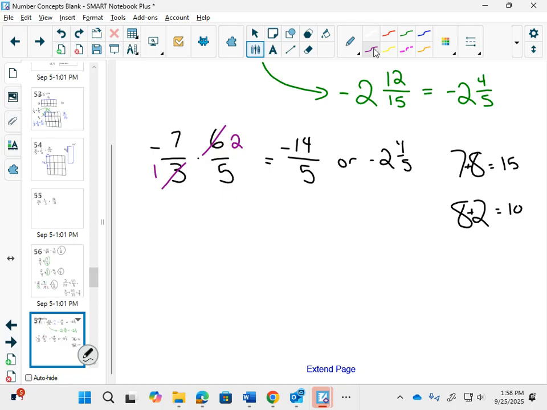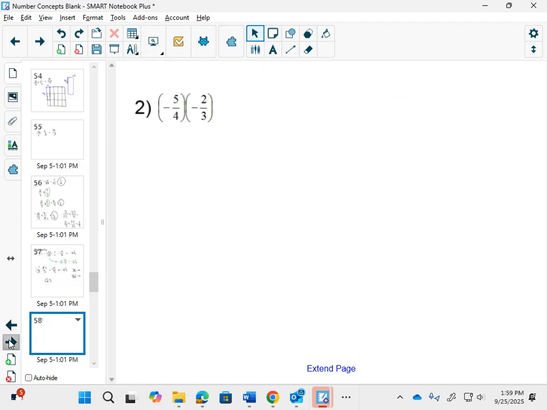So for example, 123, what do those 3 numbers add up to? 1 plus 2 plus 3. 6. Can you divide 6 by 3? Yeah. So you can divide 123 by 3. It happens to be 41. That's a cool trick for dividing by 3.